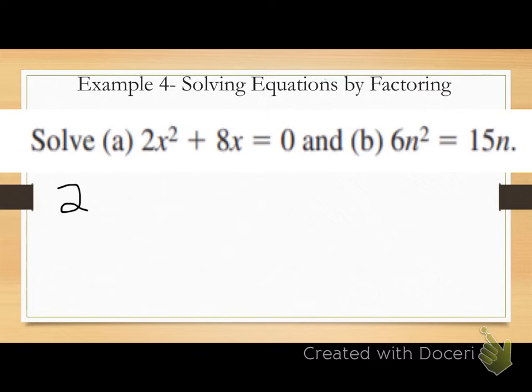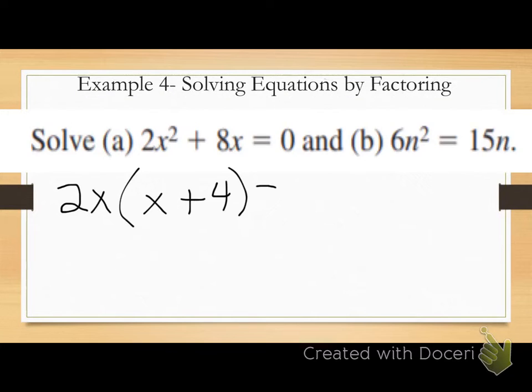Okay, how many x's do we have in common? 1, right? The first term has 2 x's, but the second term only has 1. So I only have 1 x in common between both terms. Does that make sense? Okay. So 2x times what would give me 2x squared? x. Okay, there. 2x times what would give me 8x? Just 4.